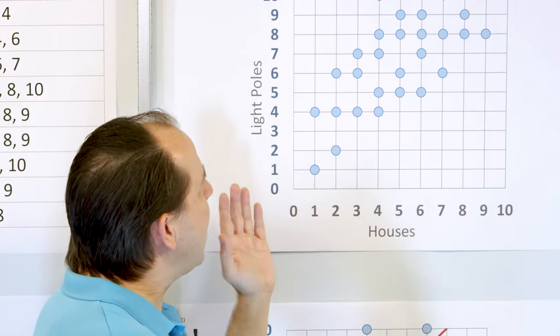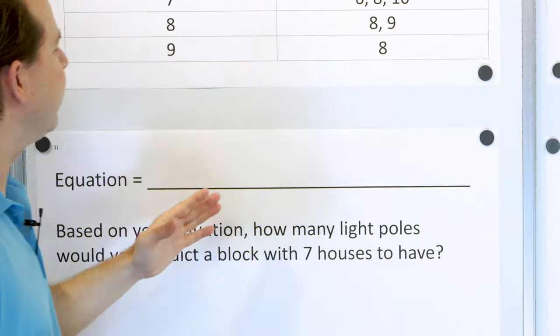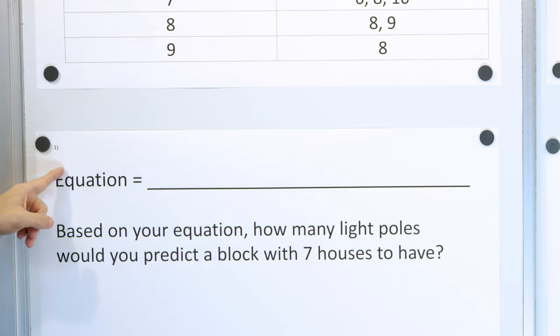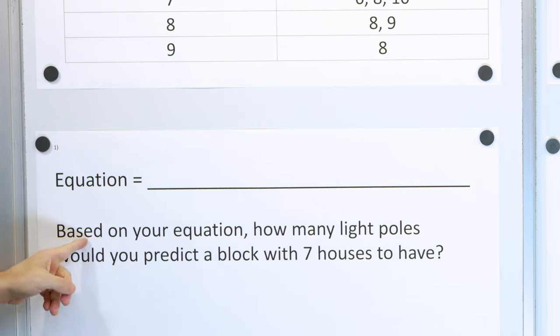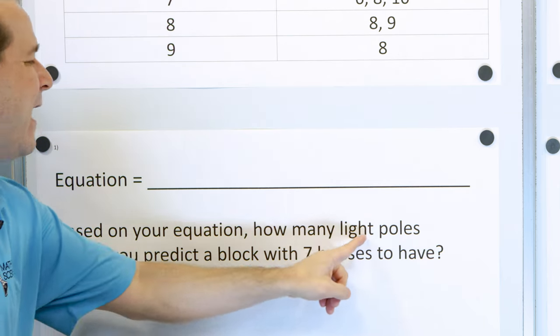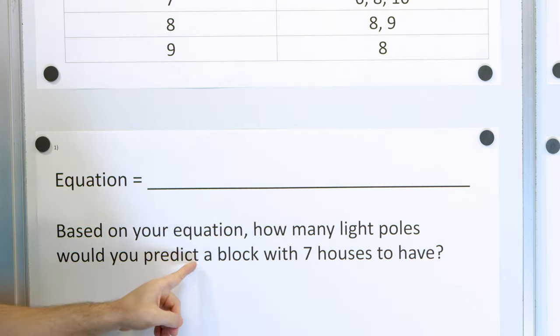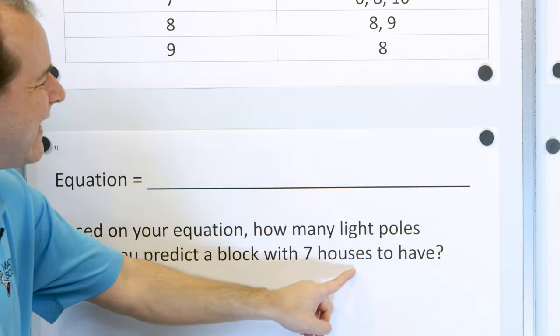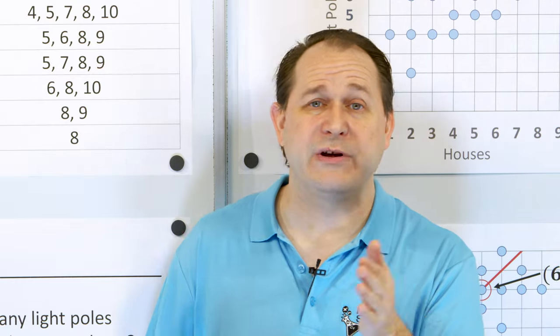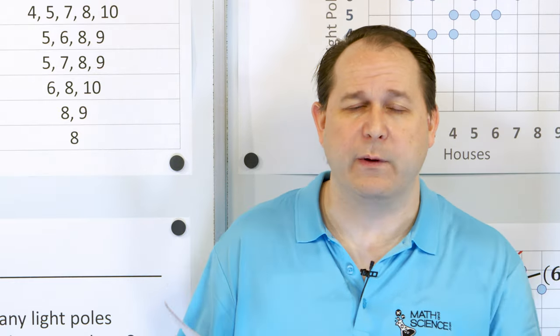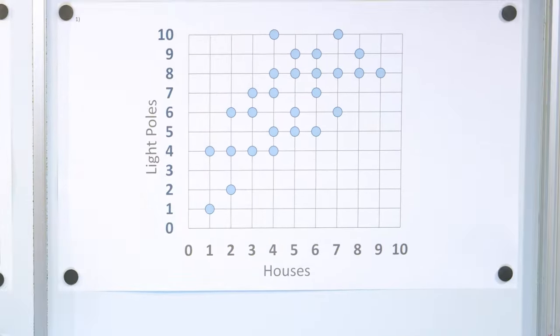All right, so here's what we're gonna do. We're gonna write an equation of the line of best fit of that data, and then we're gonna use that equation to estimate how many light poles I would predict, on average, a block with seven houses would need. You can use this line of best fit to predict lots of situations, but that's what we're gonna do in this problem here.